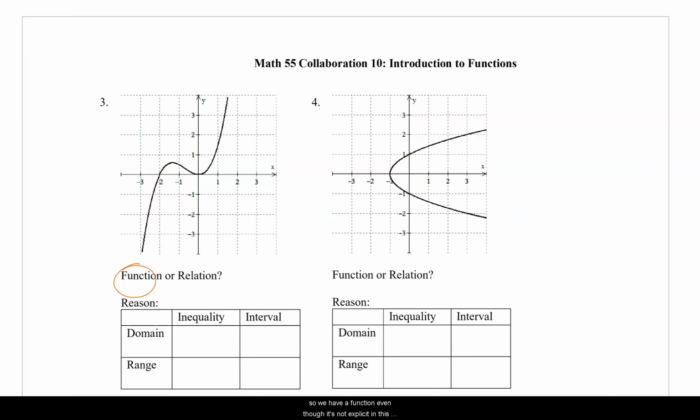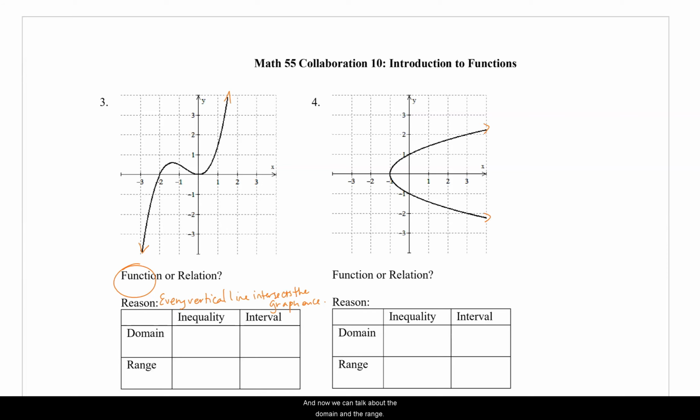Even though it's not explicit in this particular graph and in number 4, these graphs go on forever in the directions that they're headed when they leave the graph. So we can't graph them because they keep going on forever and ever. Why is it a function? Every input has exactly one output. Every vertical line intersects the graph at most once. Either of those reasons is perfectly acceptable.